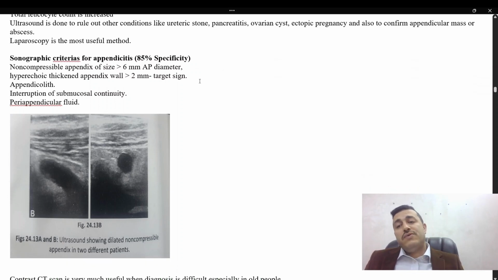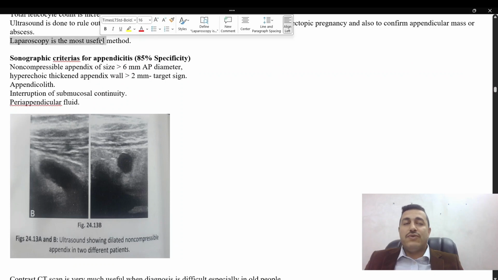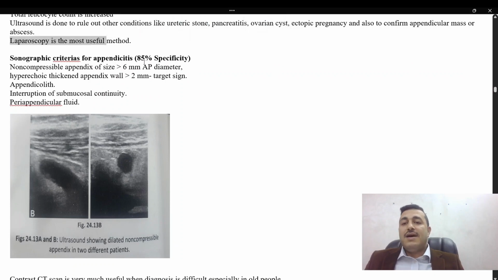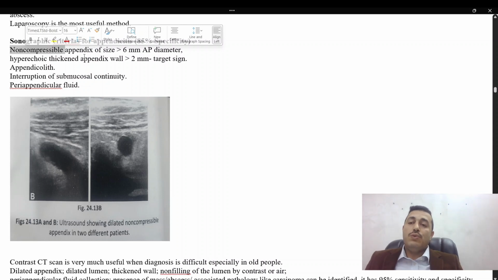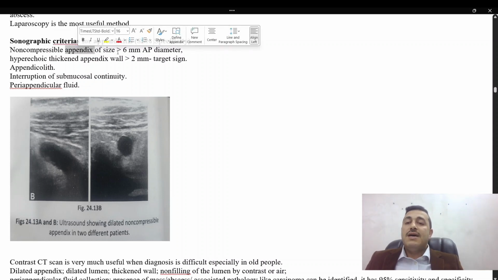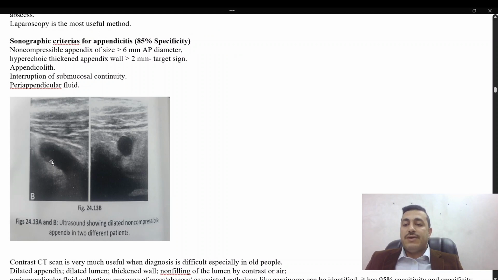Okay, laparoscopy: if we proceed to laparoscopy, it's the best for diagnosing appendicitis. The sonography criteria for appendicitis carry a high specificity, and this includes a non-compressible tube-like structure, or appendix, with an AP diameter more than 6 millimeters, or a wall of the appendix more than 2 millimeters.